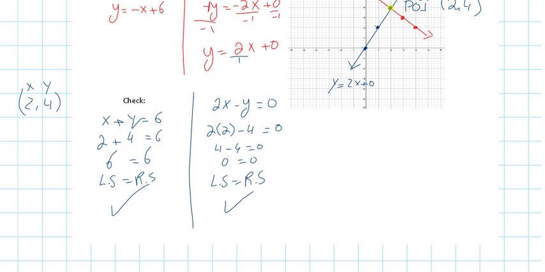Okay? So first you have to make sure that your equations are in the y equals mx plus b format. When you do that, you graph. After you graph, you find your point of intersection and you check your work.